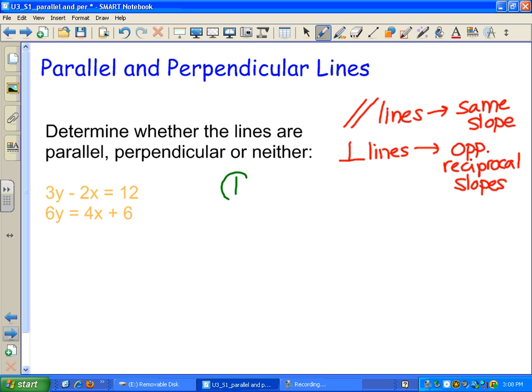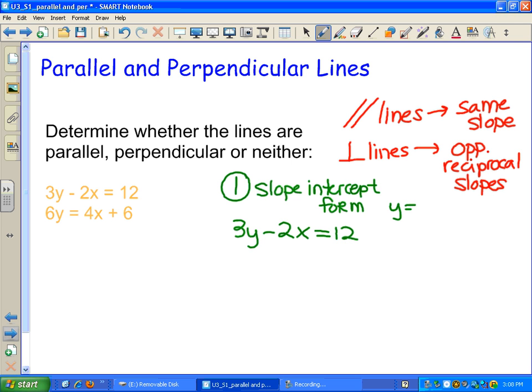So the very first thing we're going to do is put it into slope-intercept form. The reason why I want to put it into slope-intercept form is because from there, it's going to be easy for me to identify the slopes of those lines. So let's take a look at the first one. 3y minus 2x equals 12. Remember, slope-intercept form is y equals mx plus b. So I want to go ahead and get y by itself.